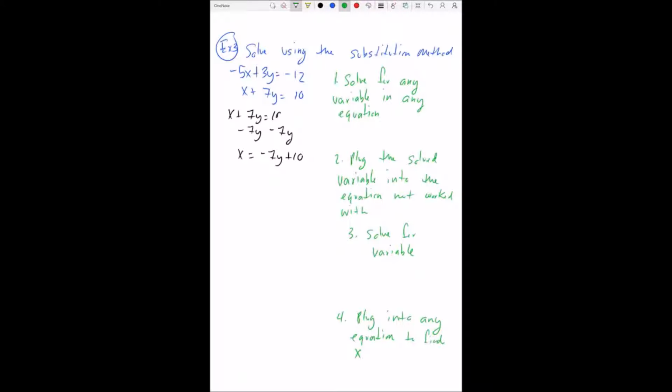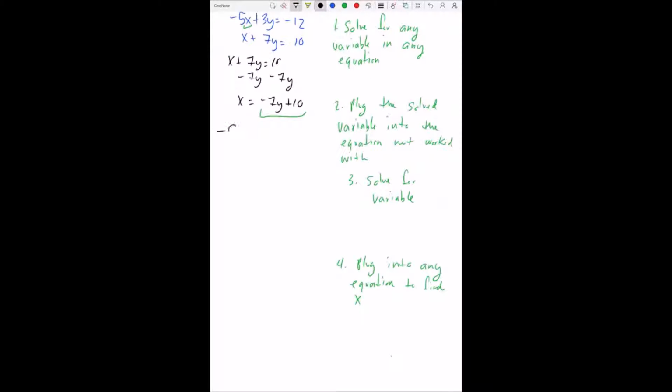Alright, so since we solved it, we're going to plug the solved variable into the equation that we didn't work with, as x. We didn't work with the top one, so we're going to plug it in where x is. So we have negative 5 times negative 7y plus 10, plus 3y equals negative 12. Now, step 3, we're going to solve for the variable. So we need to distribute. So we have 35y minus 50 plus 3y equals negative 12. So we got 38y minus 50 equals negative 12.